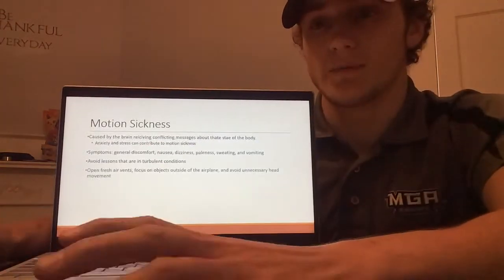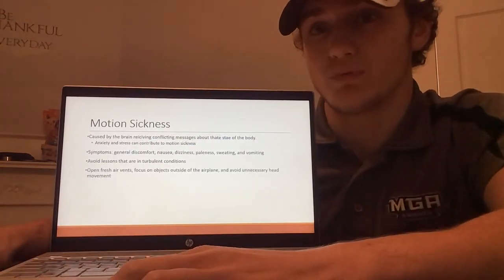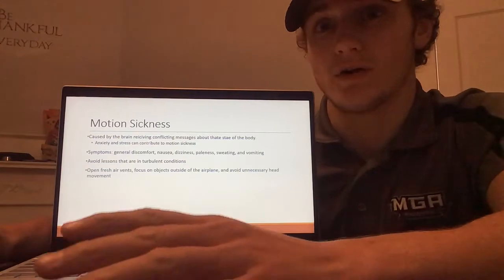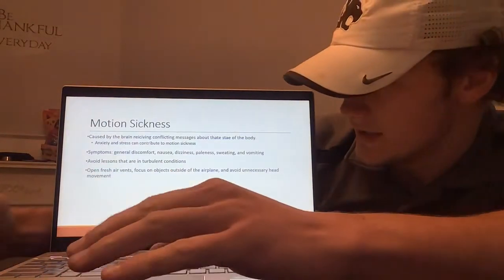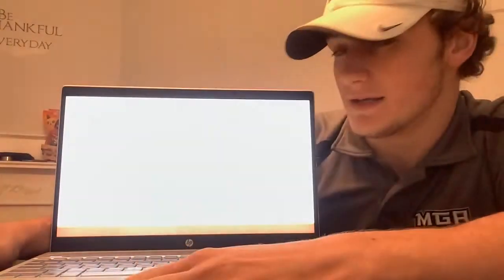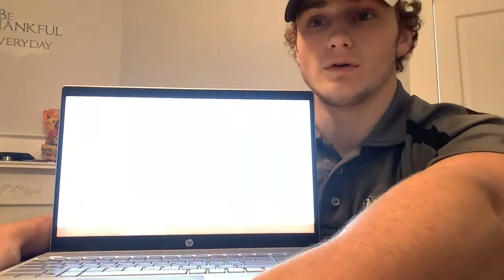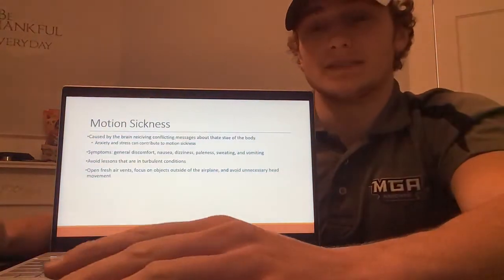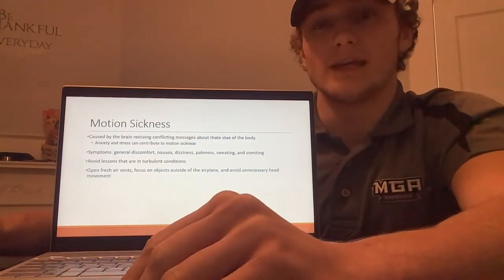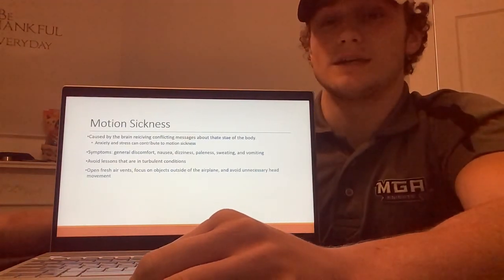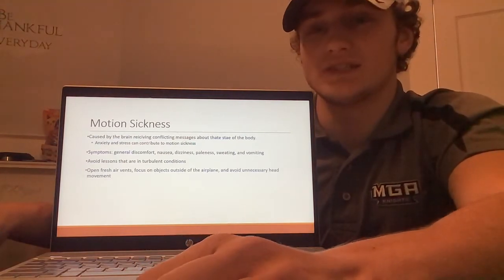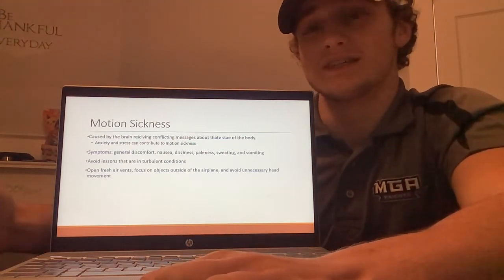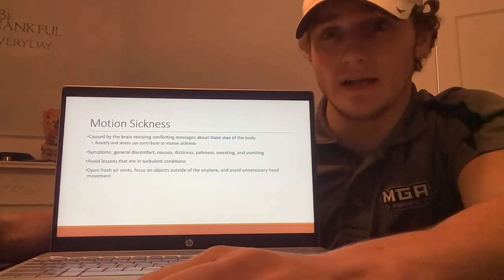The next factor we'll talk about is motion sickness. It is when your body and your brain are sending conflicting messages about the state of the body. If you have increased anxiety or stress, it can contribute to motion sickness. Your body is in a state of confusion and doesn't know what's going on.